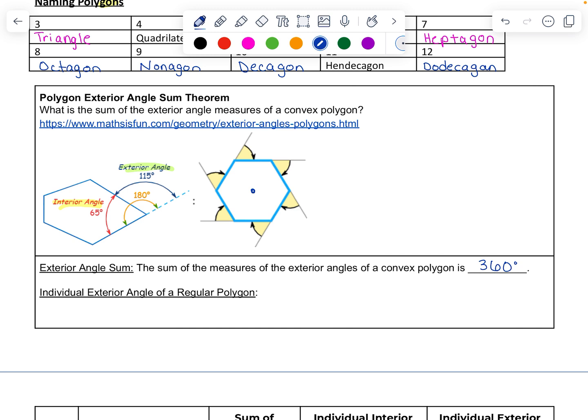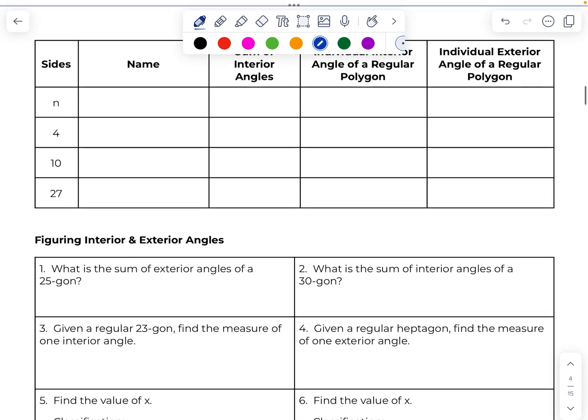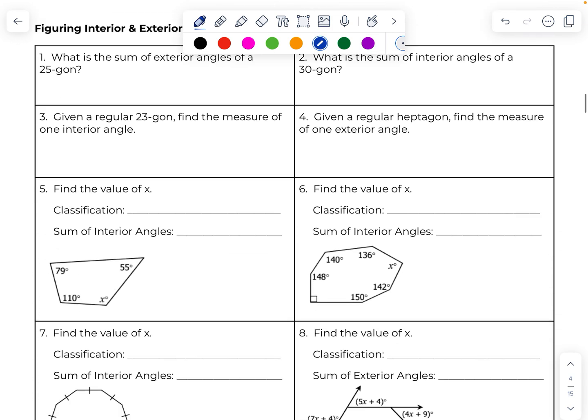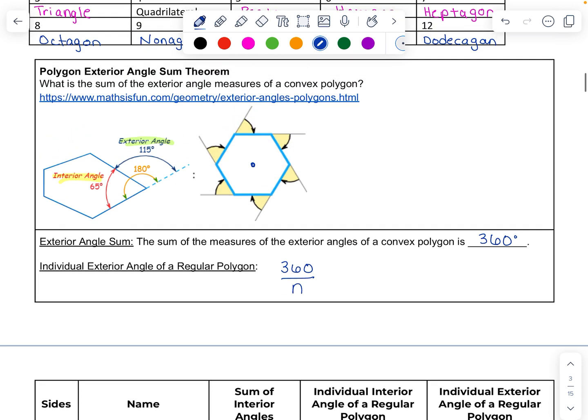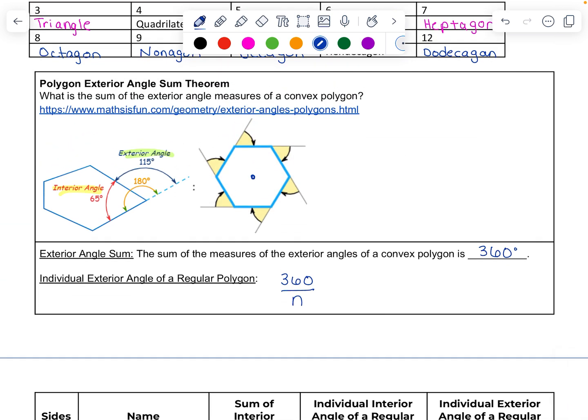Okay, if you want to just find one individual exterior angle, you take 360 divided by n, the number of sides. All right, before I go to this next part, I think I'm going to stop the video so you can go back and write down those formulas, look at those formulas, and then we'll start the next video.